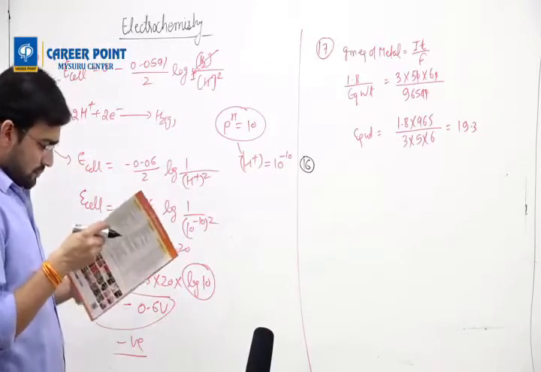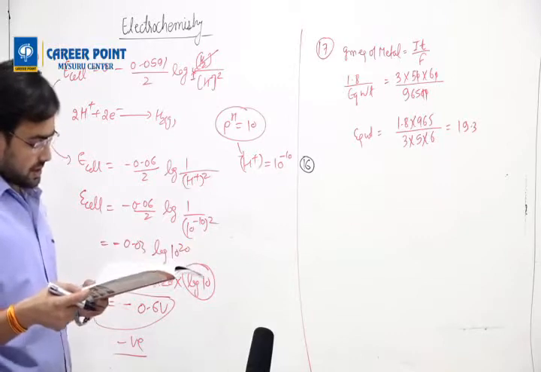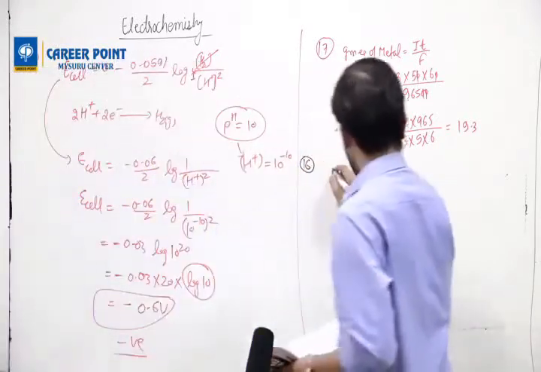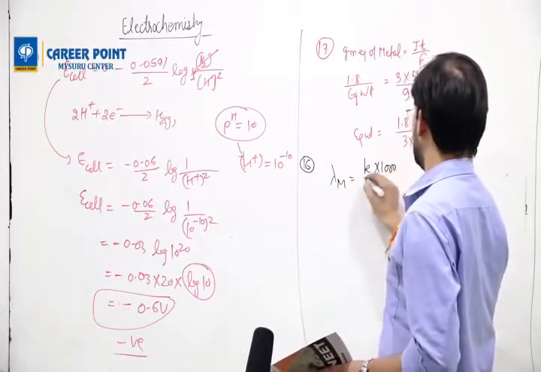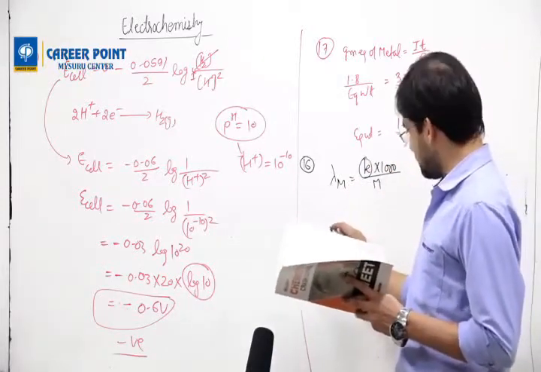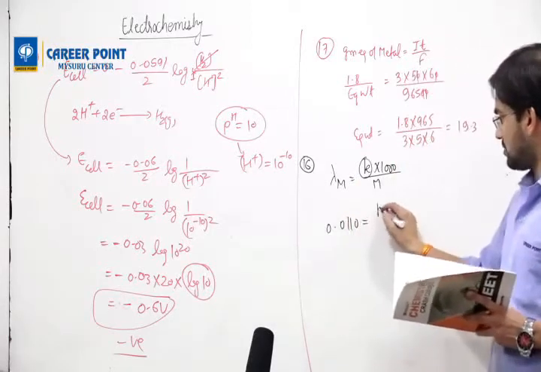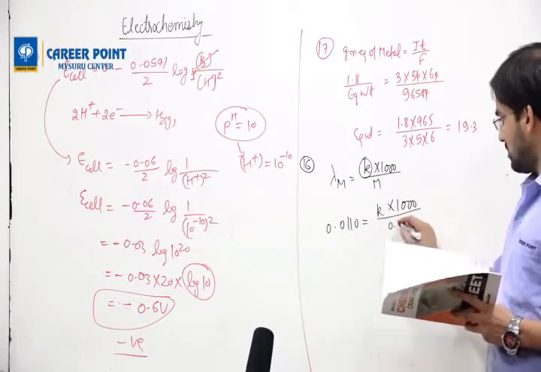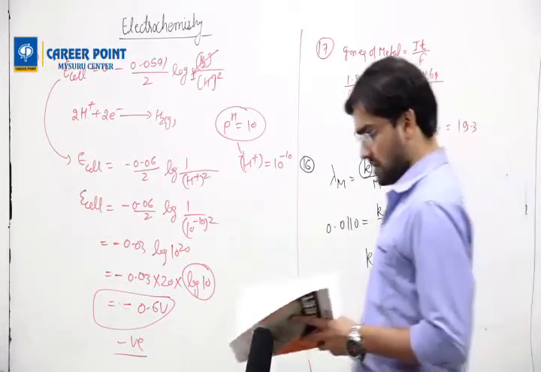Question number 16. For an electrolytic solution of 0.05 molar per liter, the conductivity has been found to be this, the molar conductivity. Okay, that is very easy. Lambda m equals K into 1000 by molarity. They are asking you to find K. They have given lambda m 0.0110 equals K into 1000 by molarity 0.05. Can you find K? Yes, we can find K.